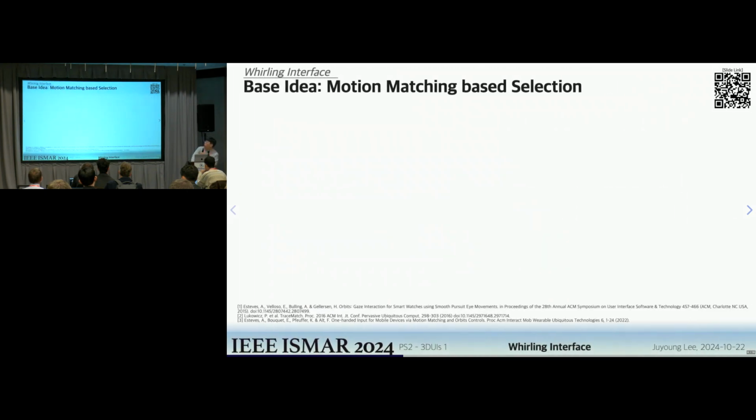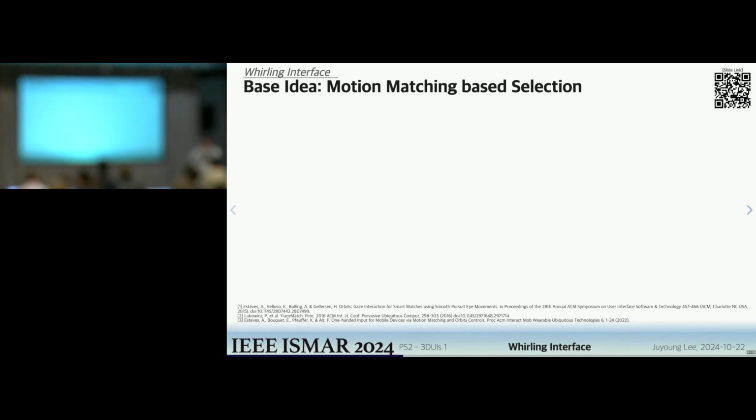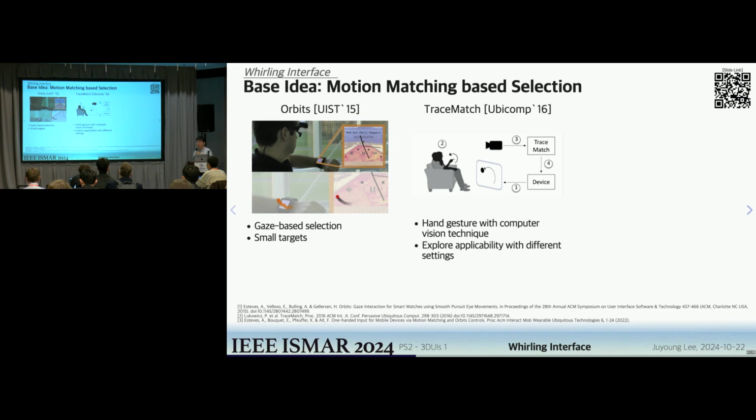So we started our idea with motion matching based selection. I'm not sure if everyone knows about this, but it is not a new idea. It is about 10 years old, and first appeared in UIST 2015. They used gaze to follow an orbit to select a target. There was also one paper using the hand to select a target on a TV screen. These succeeded in making an input for smart target selection.